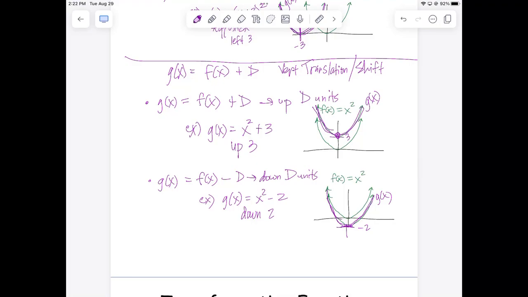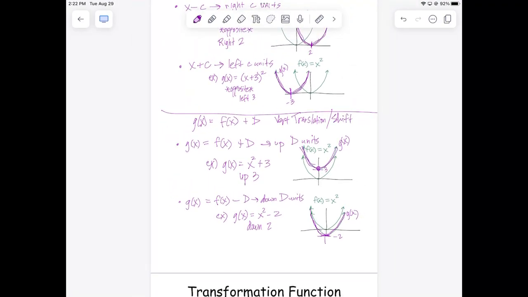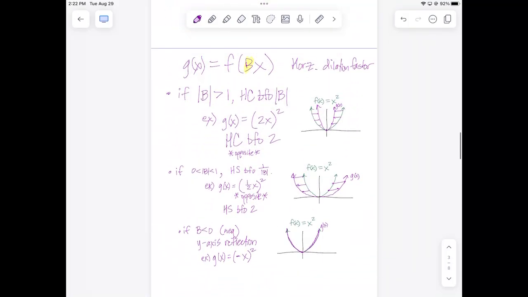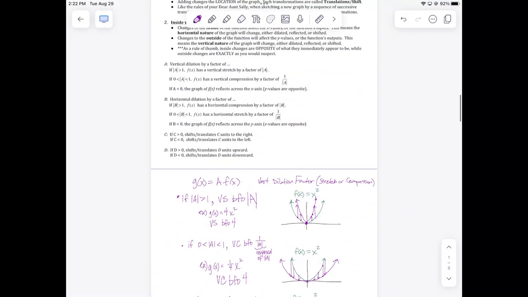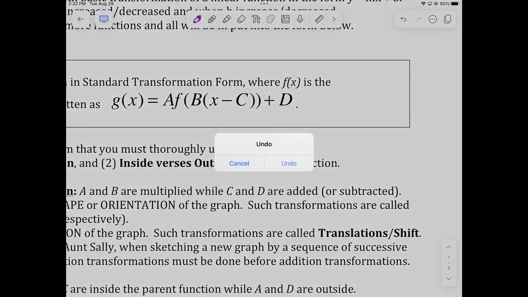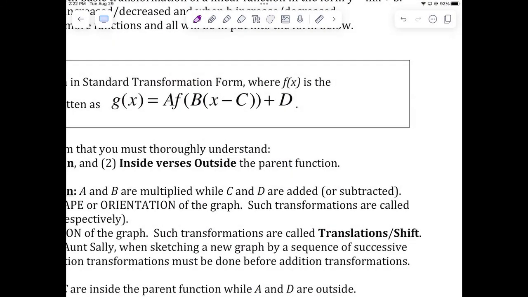So the B and the C and the D are up, down, left, right. C is left, right. D is up, down. The A is your vertical stretch or compression, possible x-axis reflection. Your B is your horizontal stretch or compression, possibly a y-axis reflection. And that's it. The good news is we don't have to do these just one at a time. We could do these with a little bit of everything. In other words, we can have an equation that has an A value, a B value, a C value, and a D value all in one equation.